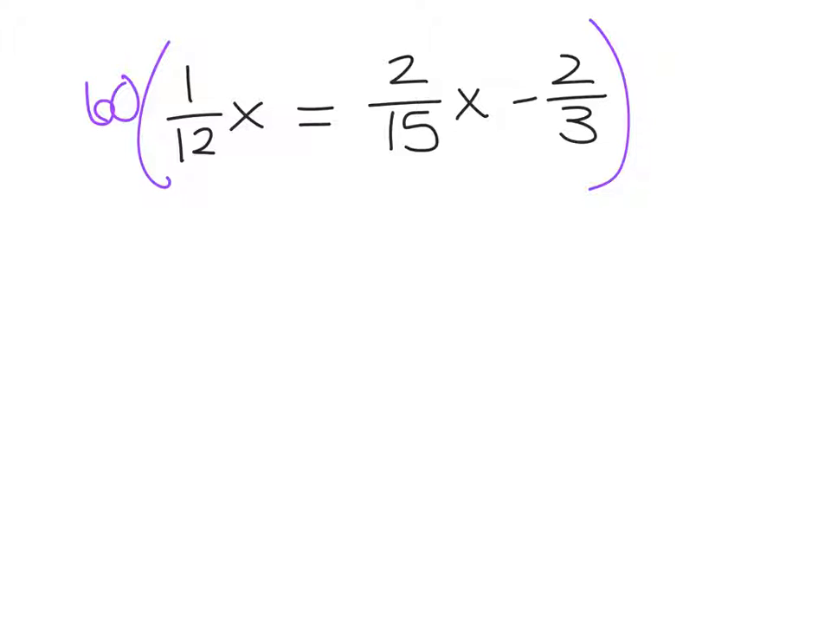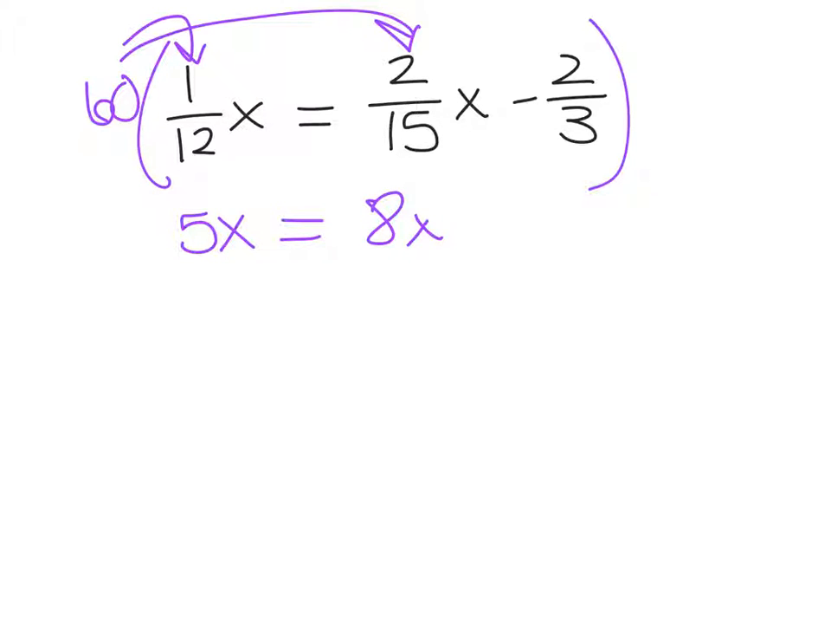So let's create this equivalent equation. 60 times 1 is 60 divided by 12. This gives me 5x. All right, let's bring the 60 over to the 2/15. 60 times 2 is 120. 120 divided by 15 gives me 8x. And then over to my final term, 60 times 2, technically it's a -2. 60 times 2 is 120, divided by 3 gives me 40, so minus 40.